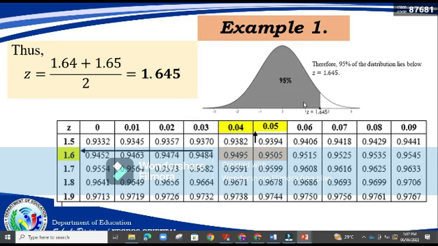Okay, and this is now the sketch. This is now the graph. Therefore, 95% of the distribution lies below z equal to 1.645, and this is here 95%. This is the 95th percentile.